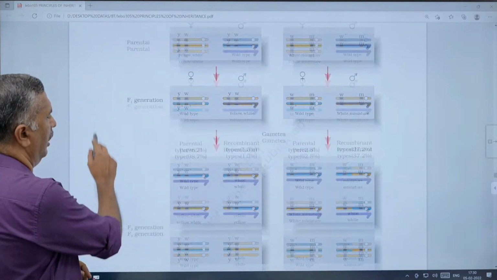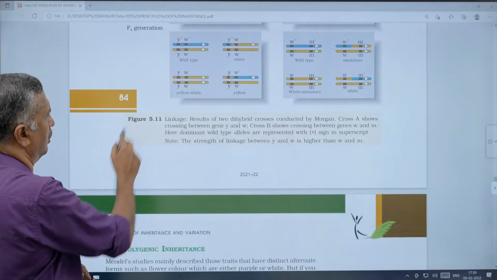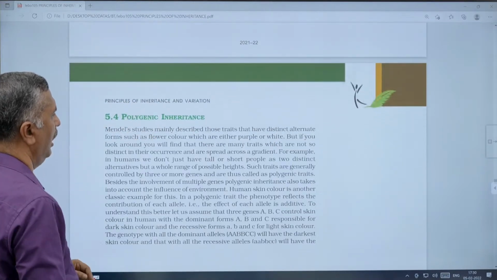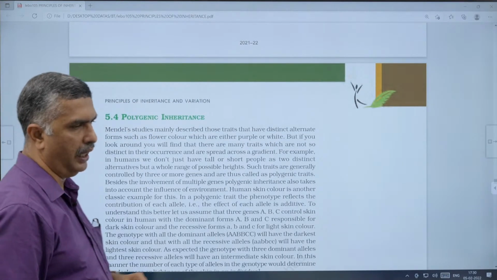Okay, so that is about linkage. You should draw the diagram of that cross and go through those diagrams especially.